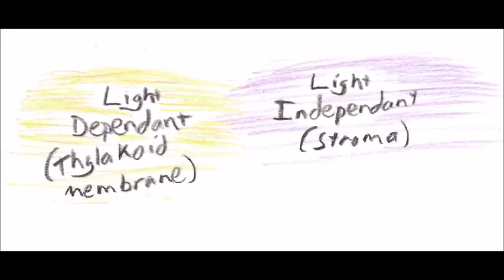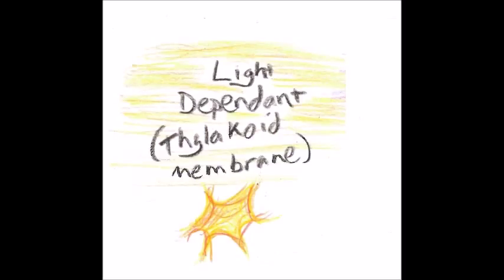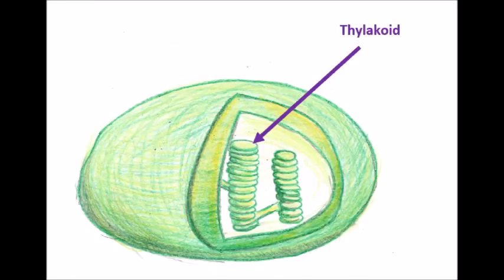Photosynthesis can be broken down into 2 stages, the light-dependent stage and light-independent stage. The light-dependent stage provides the light-independent stage with enough ATP and reduced NADP to fix carbon dioxide into sugars. In this video, we'll be focusing on the light-dependent stage, which takes place mostly on the thylakoid membrane.